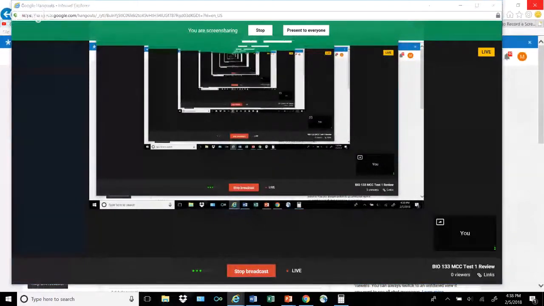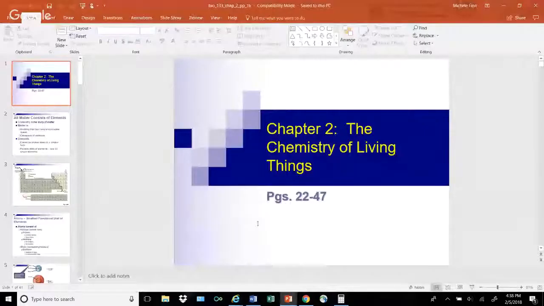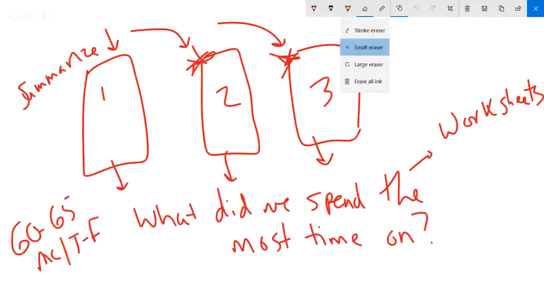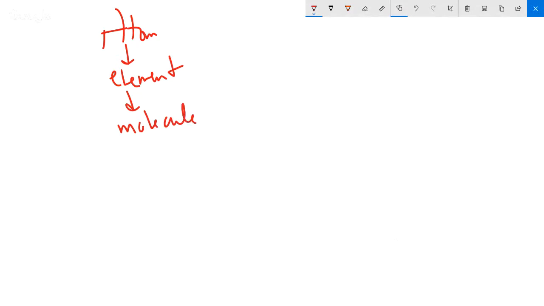Now let's look at chapter 2. We broke chapter 2 up in half. Remember, we had a worksheet whose goal was to think about the atom, the element, and the molecule. This was the non-living part of things.